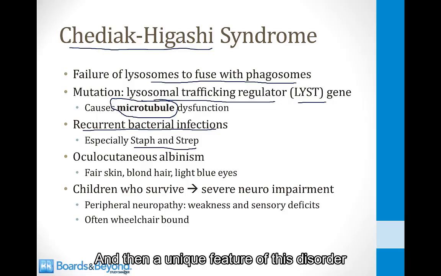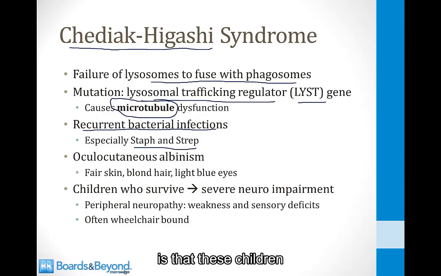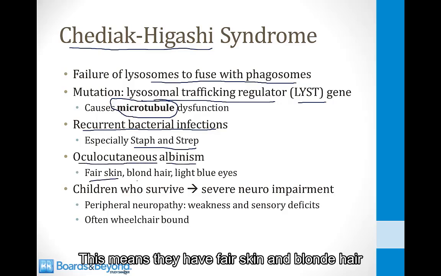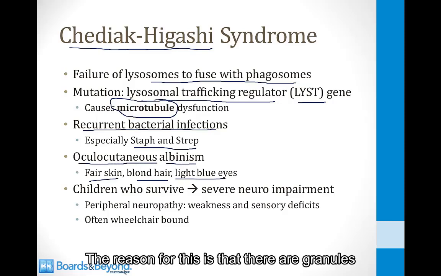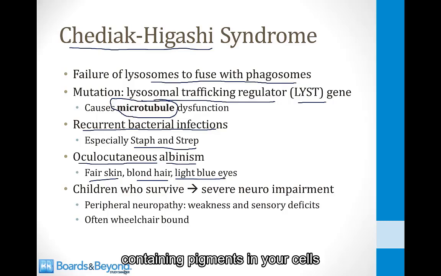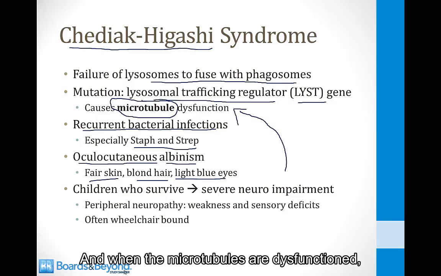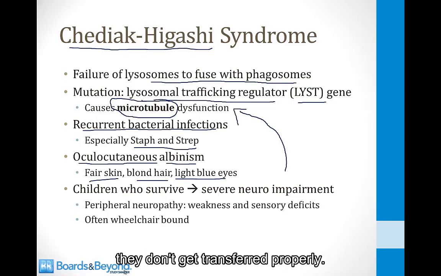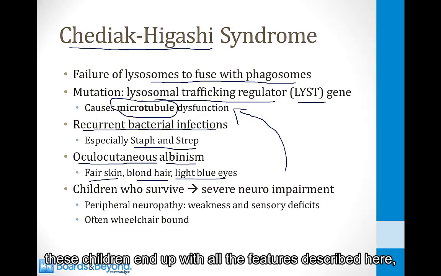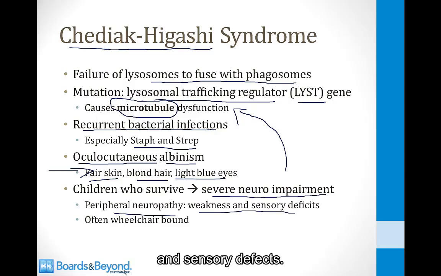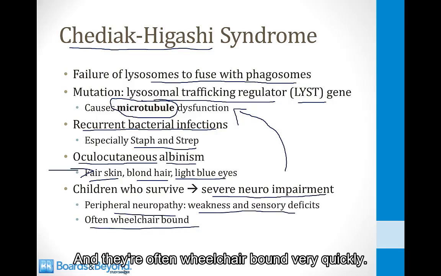And then a unique feature of this disorder that makes it very easy to recognize in a board question stem is that these children have something called oculocutaneous albinism. This means they have fair skin and blonde hair and light blue eyes. The reason for this is that there are granules containing pigments in your cells that are also transferred around via microtubules. And when the microtubules are dysfunctional, they don't get transferred properly, and as a result, these children end up with all the features described here. Children who survive suffer severe neural impairment. They get peripheral neuropathy and weakness and sensory defects, and they're often wheelchair-bound very quickly.